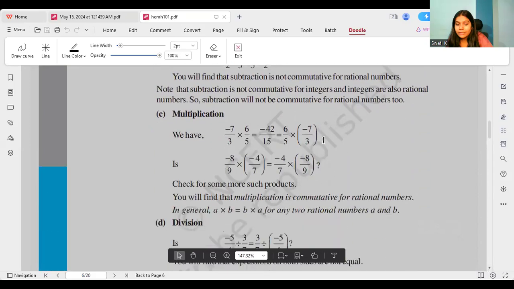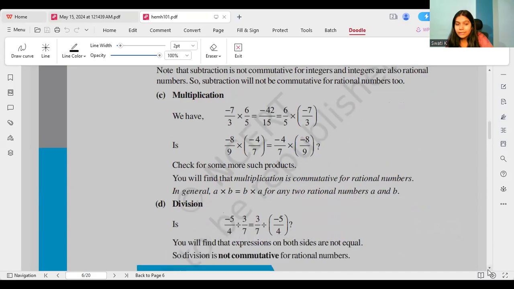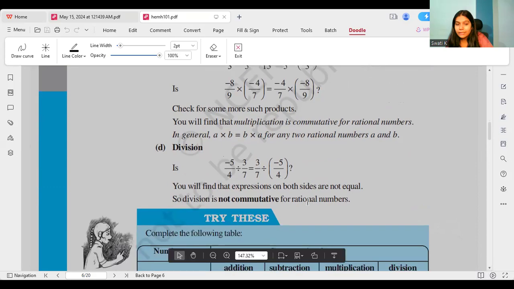Multiplication, of course, it will be commutative. You multiply in this way or the other way around, you'll get the same answer, be it integers, rational numbers, whole numbers, natural numbers. For division, it will not be commutative, as you know. If you take one rational number divided by the other one, you'll get one answer. But if you swap it, it will not be the same answer anymore. That is why it is not commutative.